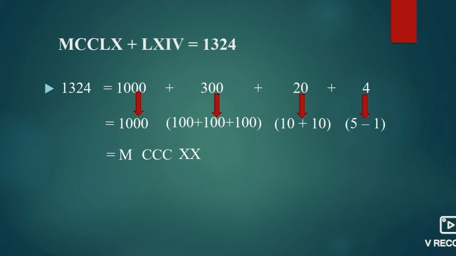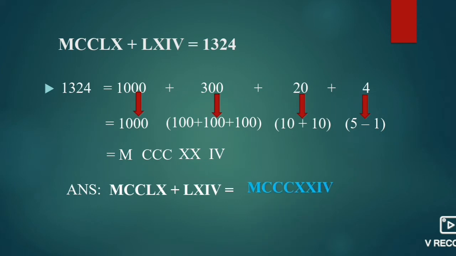While subtracting, the smaller numeral should come first. So, IV. So, the answer is MCCLX plus LXIV is equal to MCCCXXIV.